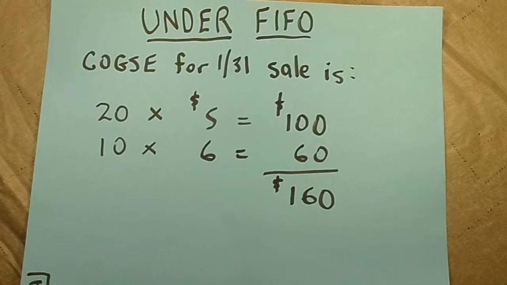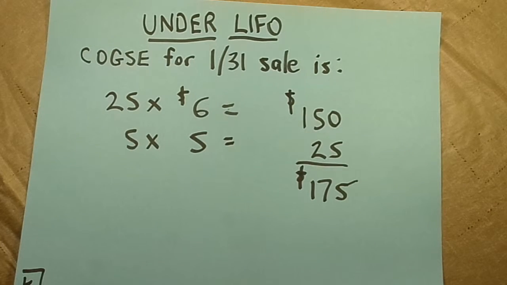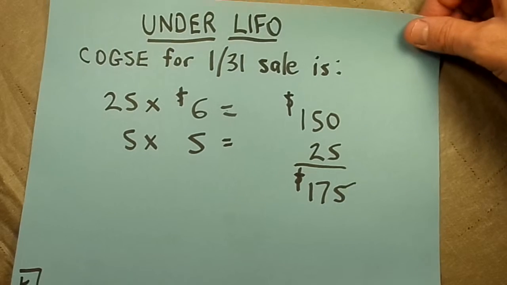Under FIFO, we would assume that the 20 from beginning inventory were the first 20 sold, and then we would still need 10, and so we'd pick up those 10 items at $6. This would give us $160 under FIFO. Finally, under LIFO, we would assume that the newest stuff we just bought, the 25 items at $6, were the ones we just sold, and then we would still need 5, and we'd go back to the beginning inventory to get those. Total inventory cost of that sale is $175.